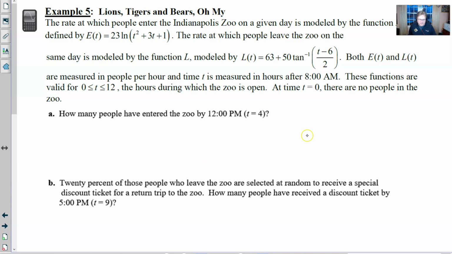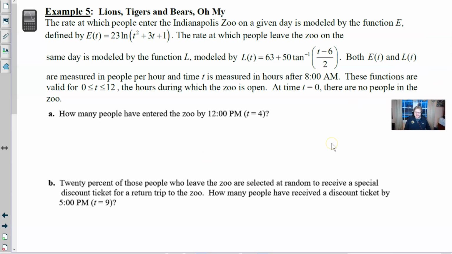So our problem number 5 here, lions and tigers and bears, oh my. The rate at which people enter the Indianapolis Zoo on a given day is modeled by the function E, and E is defined by E of t is equal to 23 times the natural log of t squared plus 3t plus 1. The rate at which people leave the zoo on the same day is modeled by the function L, modeled by the equation L of t is equal to 63 plus 50 times the inverse tangent of (t minus 6) over 2.